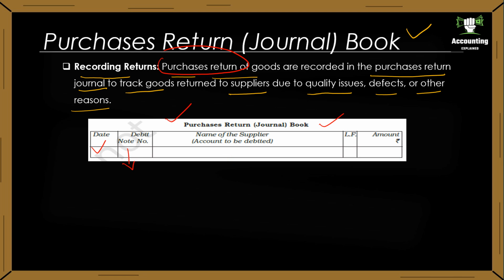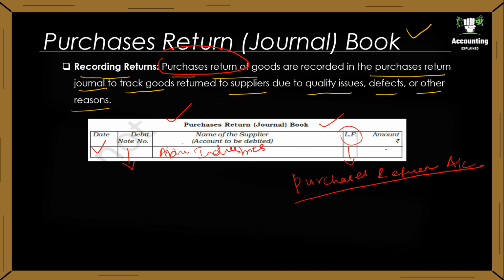Suppose in the previous example, we saw that Abhi Industries is a supplier. If you are going to return goods to Abhi Industries, then Abhi Industries should be written here. Then the ledger folio number. This will be transferred to the ledger account of purchases return account. The balance of the purchases return journal book will be transferred to the purchases return account, and the page number of that will be written under ledger folio. The net amount of the return will be written in the amount column.